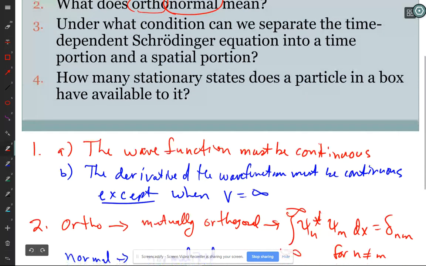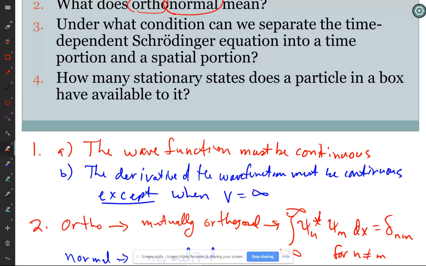Number 3, and this one was the trickiest one of all of them. Under what condition can we separate the time-dependent Schrodinger equation into a time portion and a spatial portion? It was if V is not a function of time. If V is a function of time, then we can't separate them.